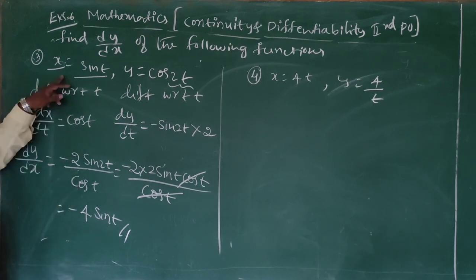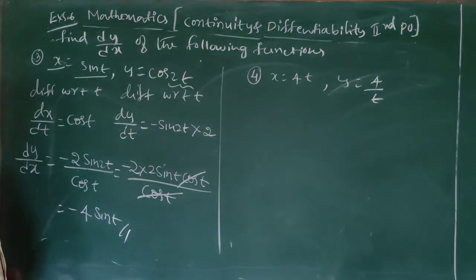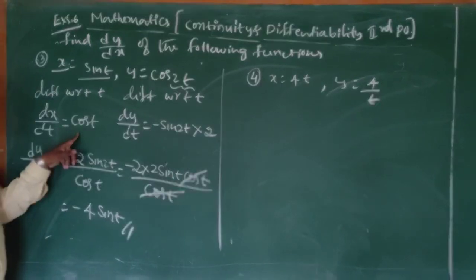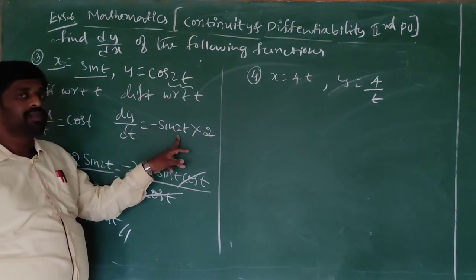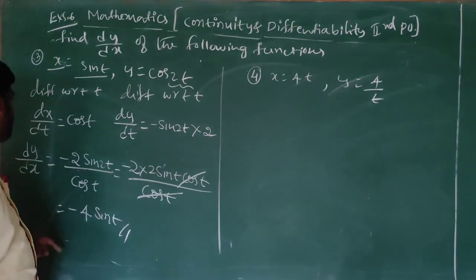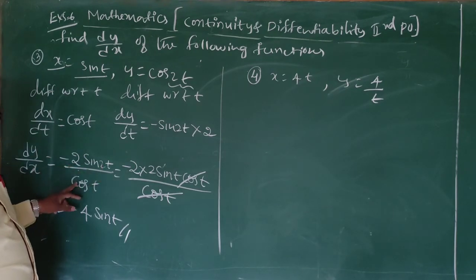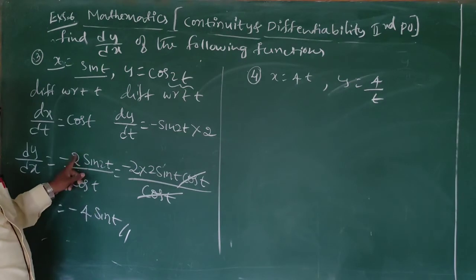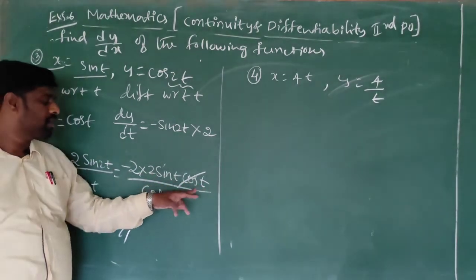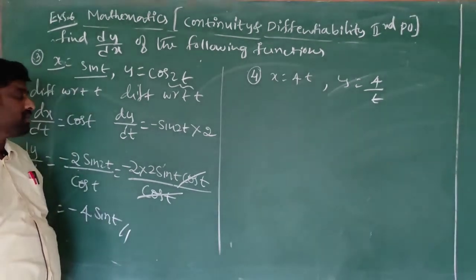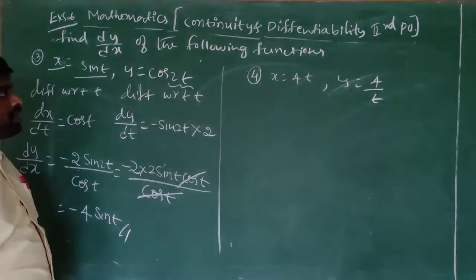So x is equal to sin t, y is equal to cos 2t. dx by dt is equal to cos t, dy by dt is equal to minus sin 2t into 2. So dy by dx is equal to dy by dt divided by dx by dt. Minus 2 sin 2t is 2 sin t cos t divided by cos t. Cos t cancels, minus 4 sin t.